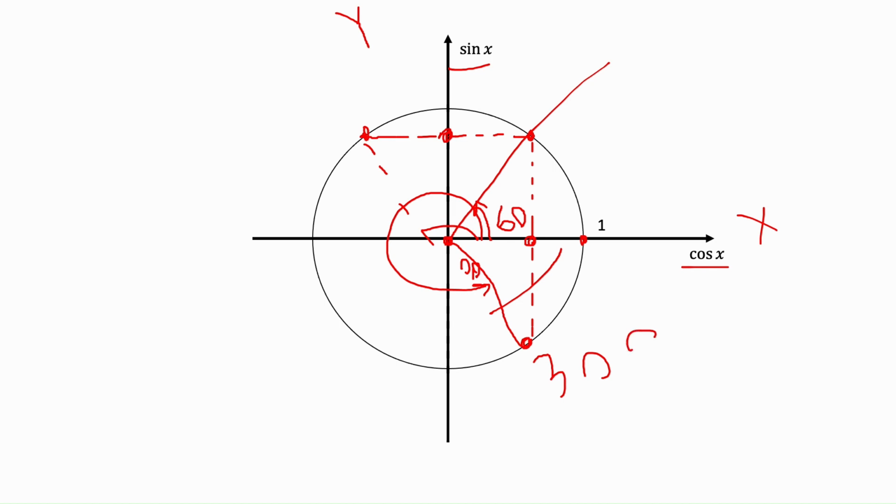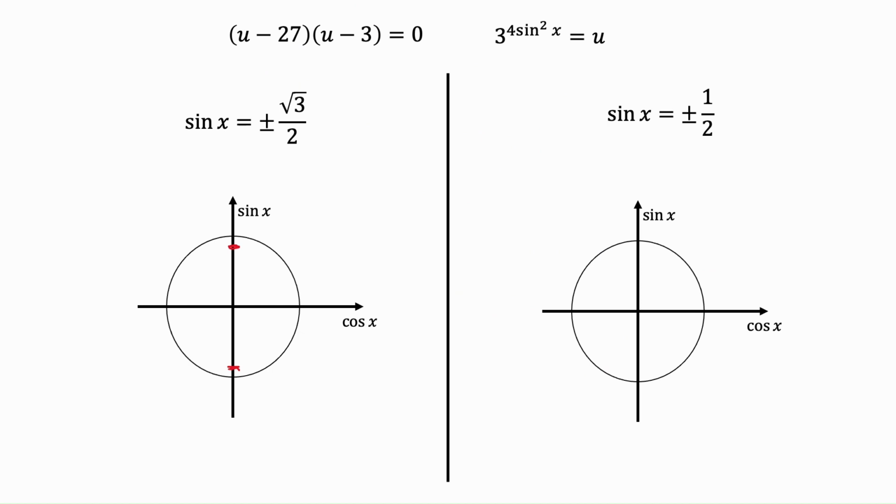And this is going to be 120. So great. We just reviewed what sine and cosine are, and let's go and find our x in the equation. So let's go through the first one.